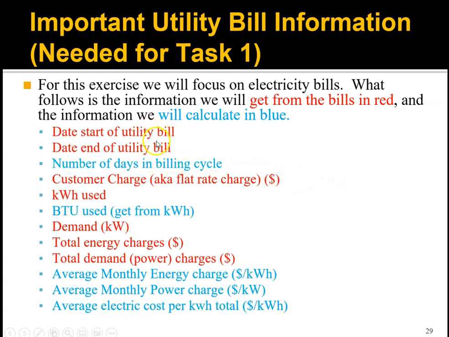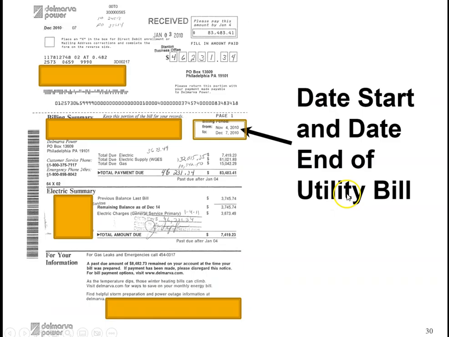We have the utility bill start and end date. We have the number of days in the billing cycle, which is calculated. We have a customer charge, kilowatt hours used, or energy use. BTUs we calculate. Demand is your power use. Then your total energy charges and your total power charges, or total demand charges. Okay, so let's go over these one by one.